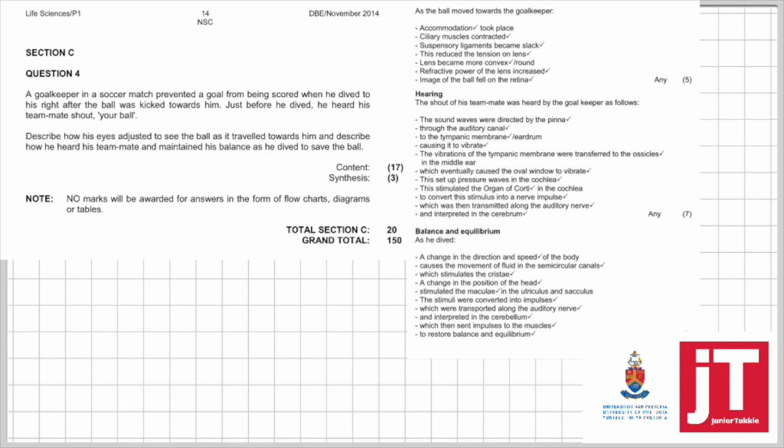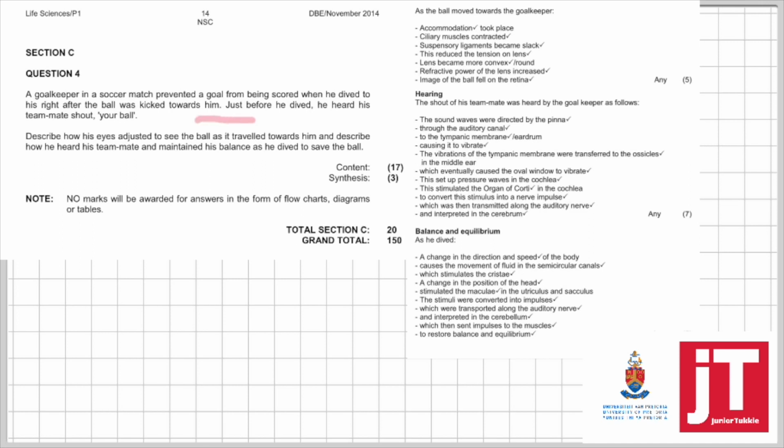And in those days, there was an essay. And this essay was usually section C, question 4. I like this because the examiners can still take parts of the essay and put them as short questions. Right. A goalkeeper in a soccer match prevented a goal from being scored when he dived to his right after the ball was kicked towards him. Just before he dived, he heard his teammate shout, "Your ball." Describe how his eyes adjusted to see the ball as it traveled towards him.